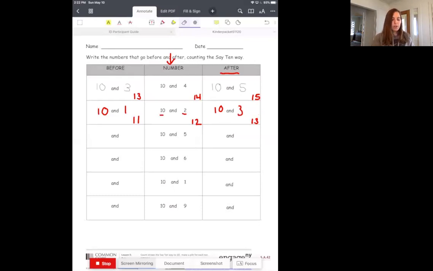Good, and we can check the whole thing. It says 10 and 1, 10 and 2, 10 and 3. And our numbers are 11, 12, 13. I know it's a little confusing. We'll keep working on it together.